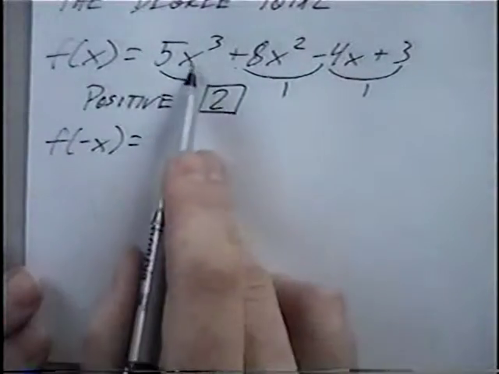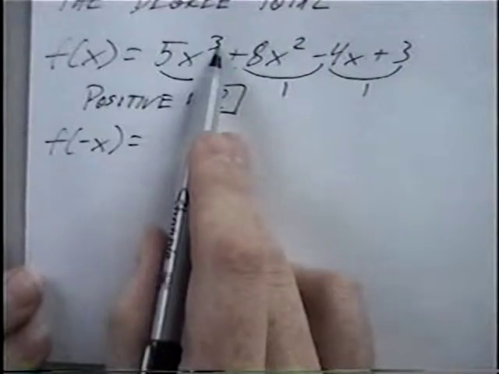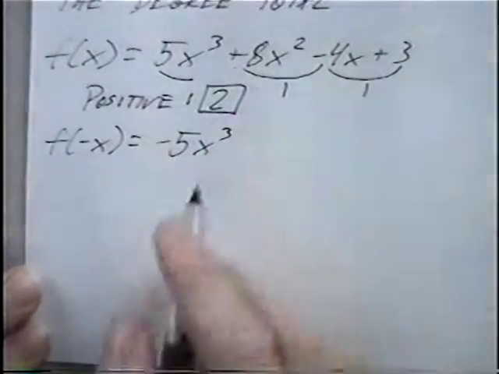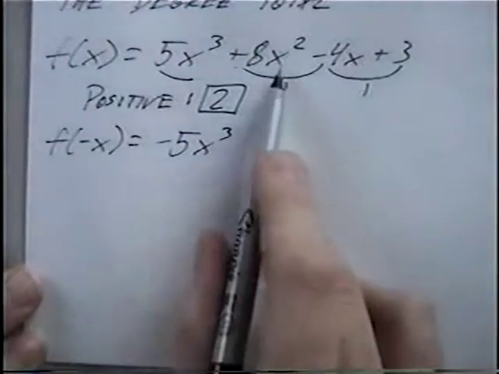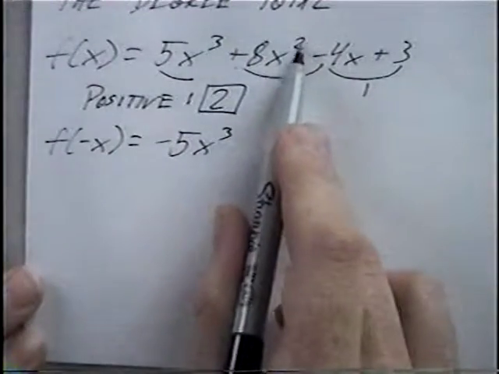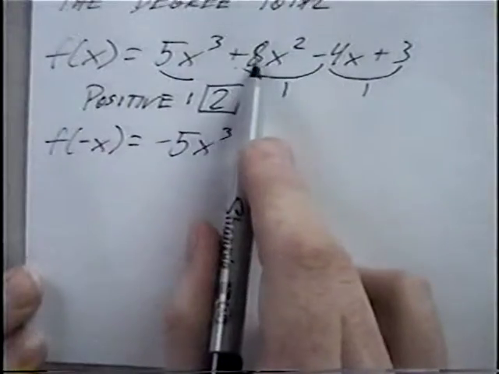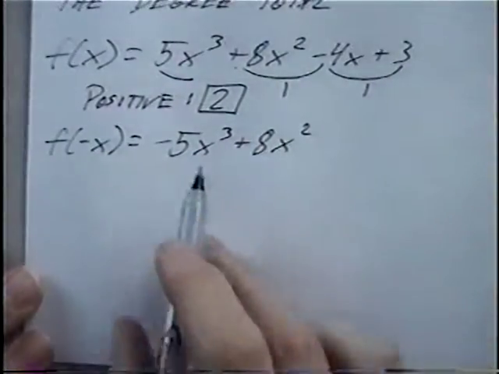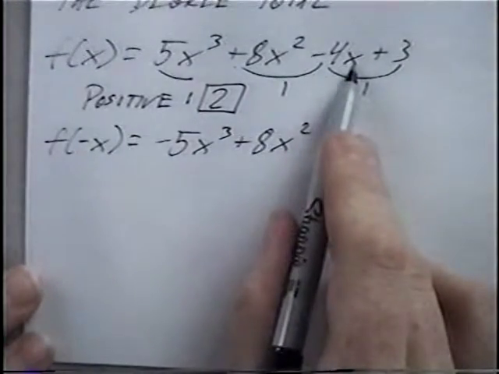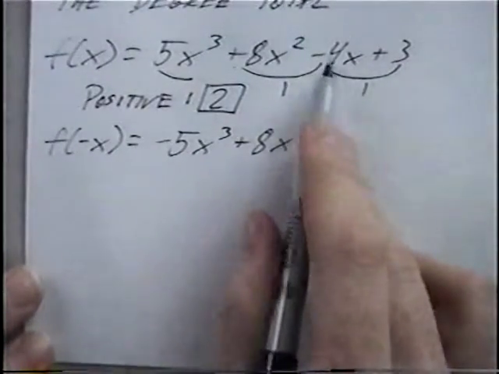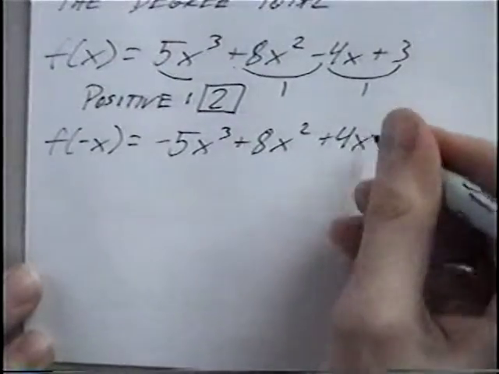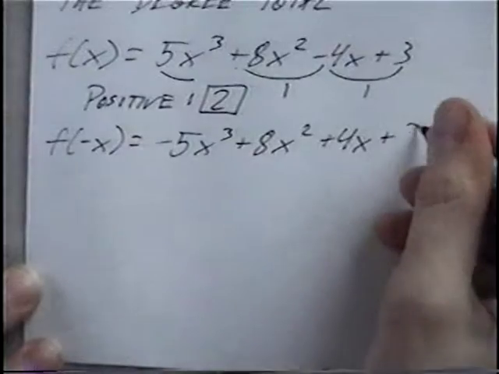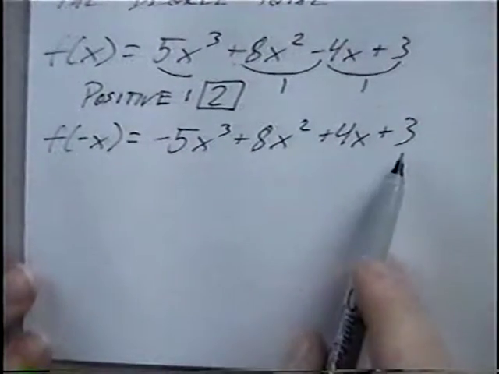For example, if you put a negative in for this x cubed, the answer will be negative, so it will be negative 5x cubed. The next one, when you plug a negative in, negative squared will always be positive, so this will stay the same as positive 8x squared. If you plug a negative in for this x, a negative times a negative would be a positive, so that will change it to a positive 4x. The plus 3 would stay the same, there's no x next to it.